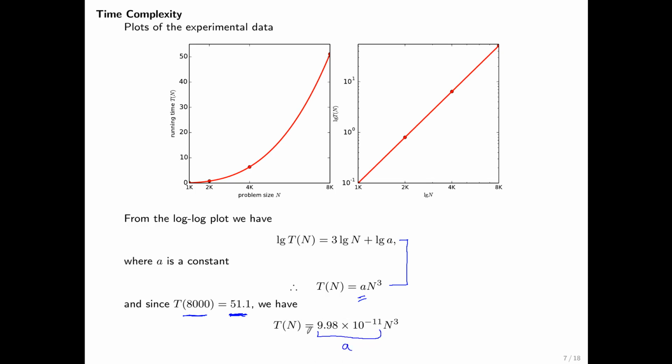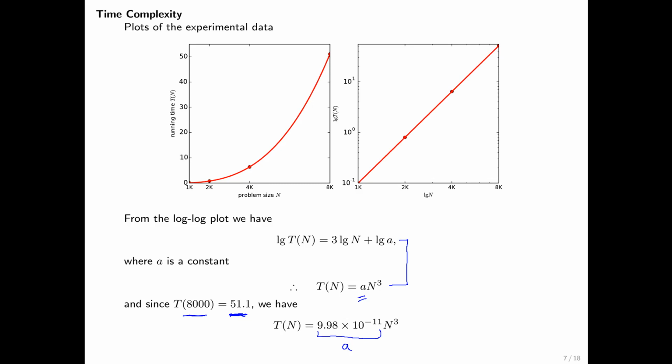So now we have everything. We have a nice formula that expresses the running time or order of growth of the Threesome program in terms of the input size. It's some constant times n cubed. So that's how we figure out the time complexity using experimental data.